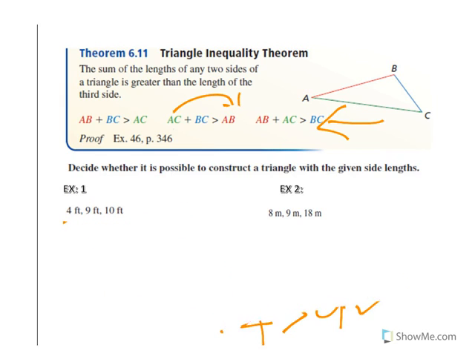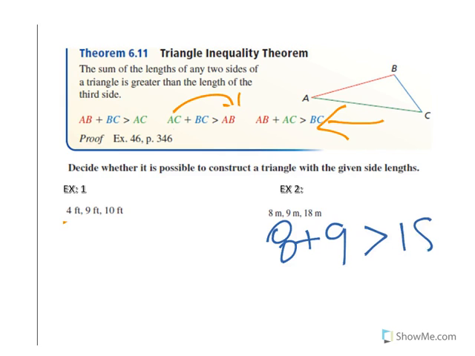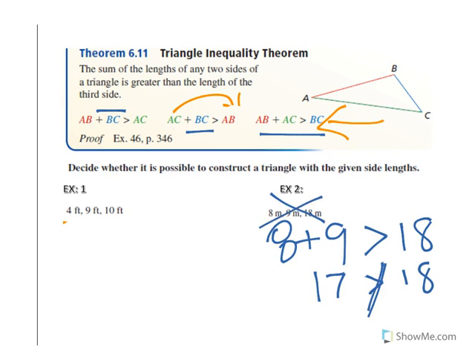Okay, looking at our other one, we have 8, 9, and 18. Let's go ahead and start it. We have 8 plus 9. Has to be greater than 18. What is 8 plus 9? 8 plus 9 is 17. Is 17 greater than 18? No, it is not. If any one of these do not work, then it will not make a triangle. All three of them have to work in order for it to make a triangle. And since this one doesn't work, then those measurements right there would not make a triangle.